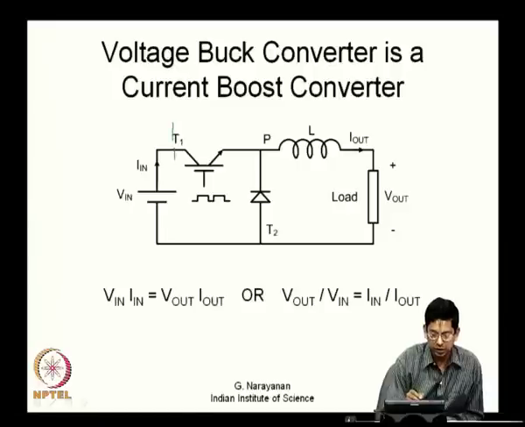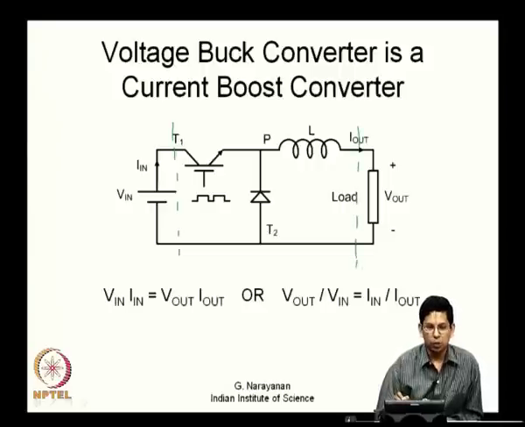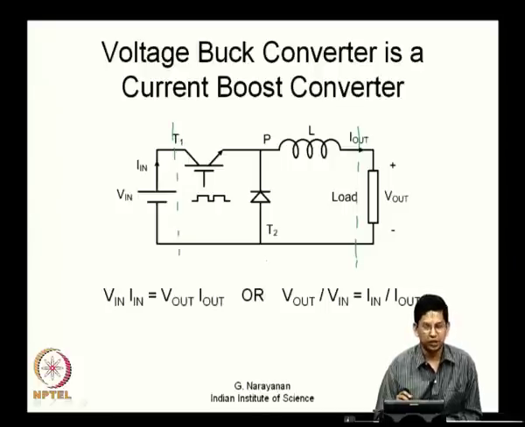Now, let us look at this. We have a supply, we have a load. Between the supply and load we have switches and the passive elements for filtering. Let us say these are all ideal. The power that flows into this converter is V in times I in, that is the input power. What is the output power? It is V out times I out. If the converter is ideal, that is the switches and the passive elements are all ideal, there are no losses, then V in times I in is V out times I out, that is power balance. The input power is equal to the output power.